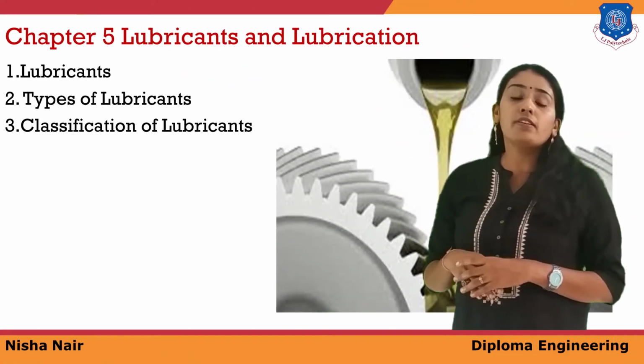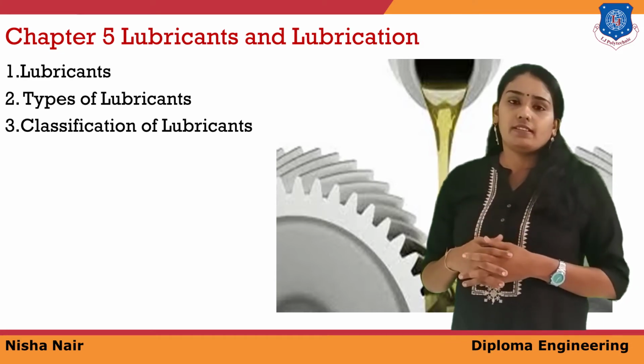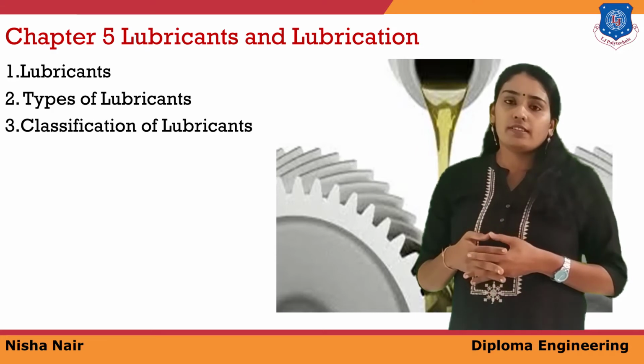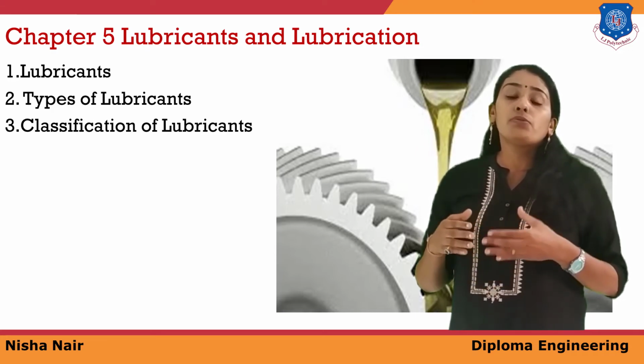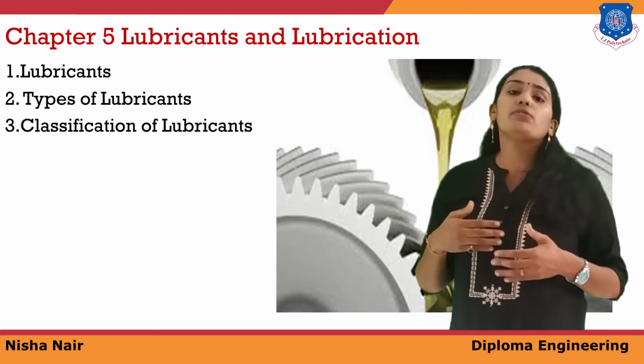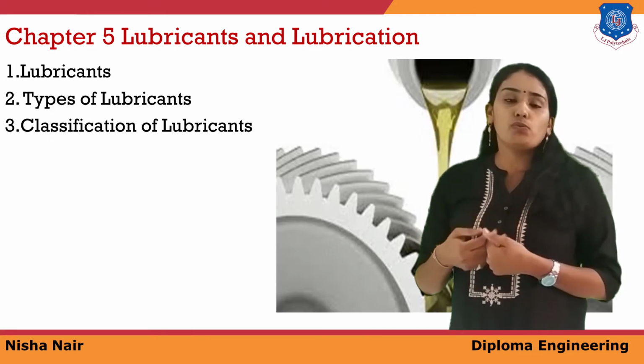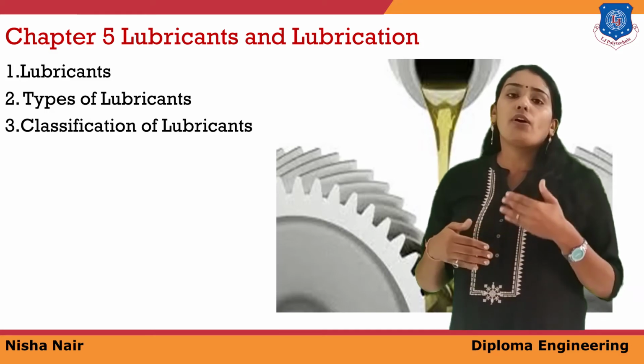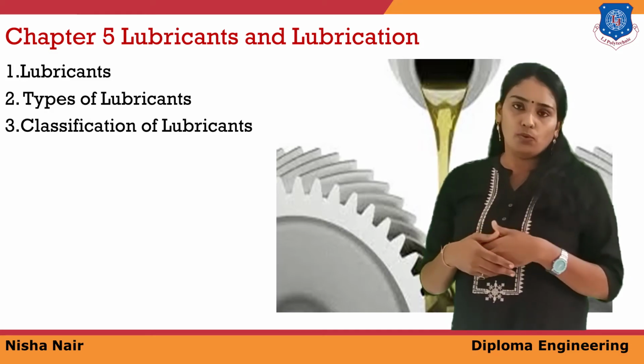Now, fifth chapter is about lubricants and lubrication. Here you are going to learn about what is lubricants, how lubricant is classified and different type of lubricants. Lubricants are used to reduce the friction between two surfaces. It can be either between the two metal surface or different material surface. To avoid the friction or to reduce the friction, we use lubricants.